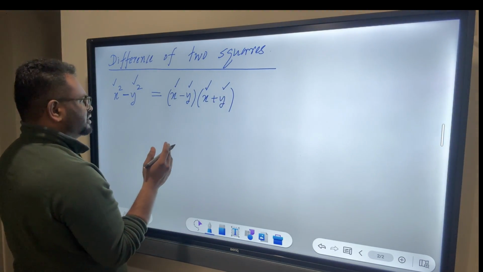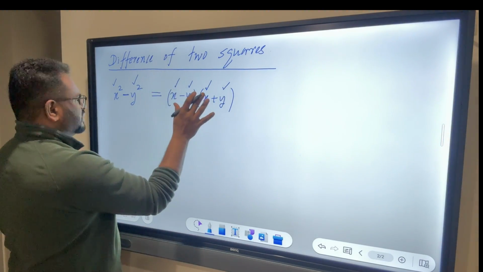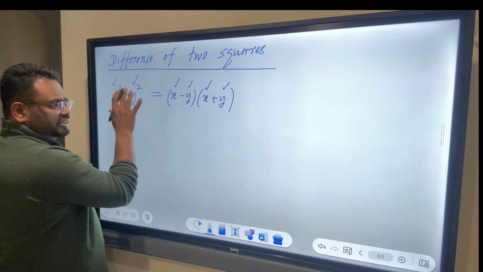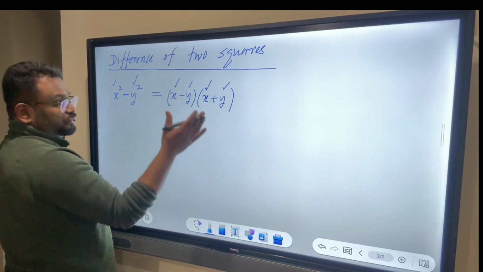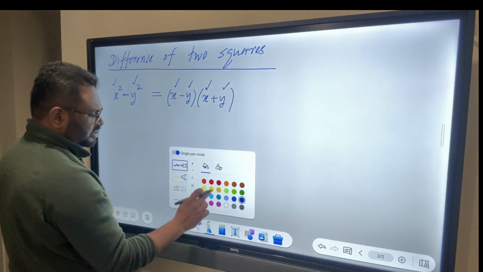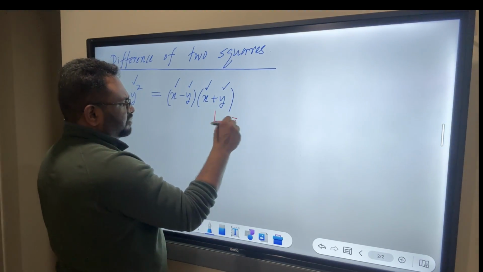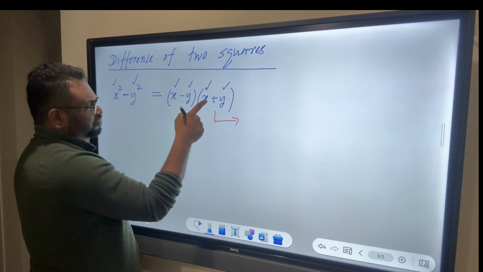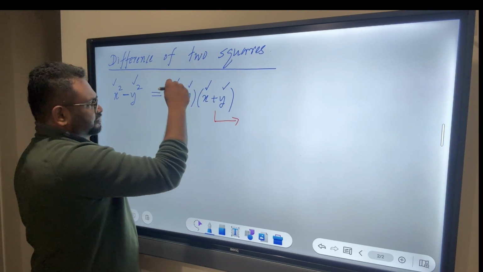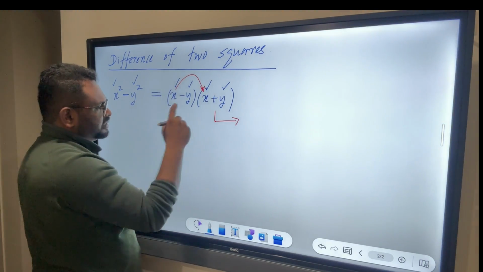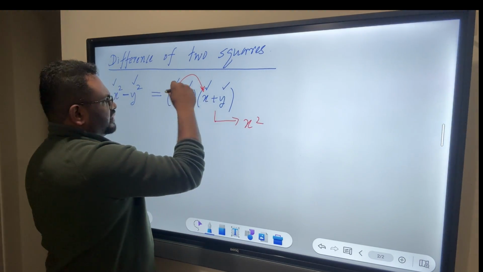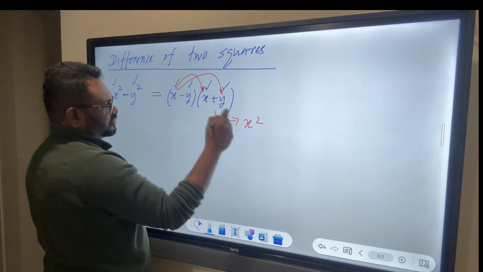Now we will check whether this gives the left hand side. That means it is proved if that happens. So let me do that. I'm going to take this and multiply term by term. The first terms multiplied give x squared, and then the second term multiplied gives plus xy.